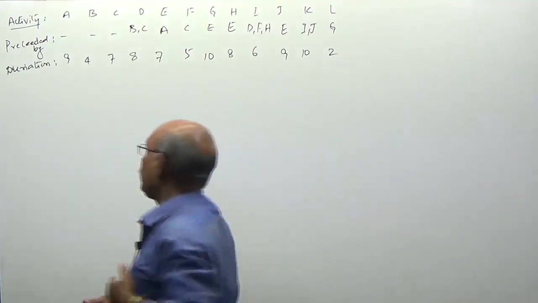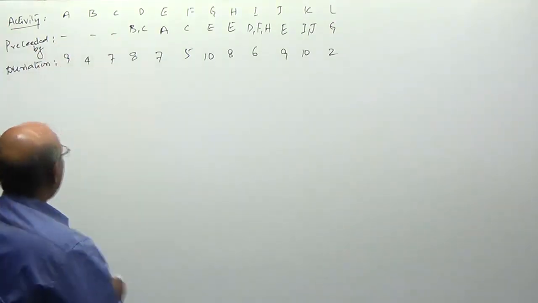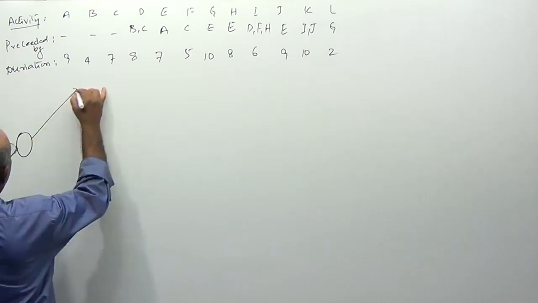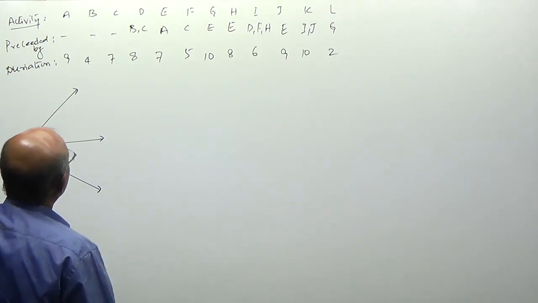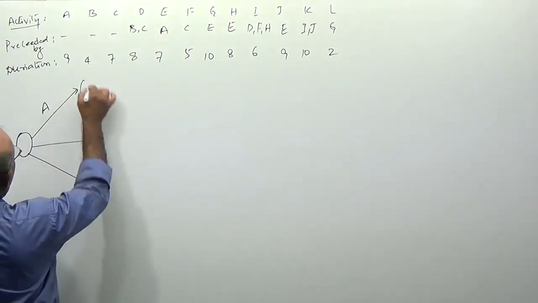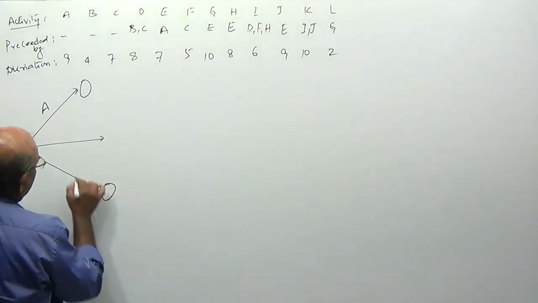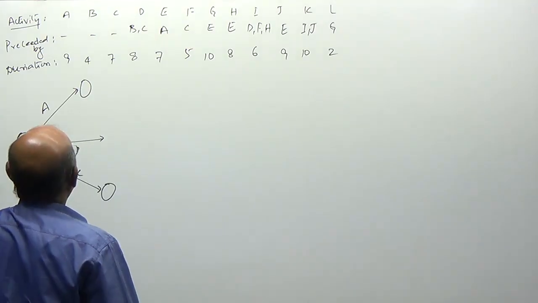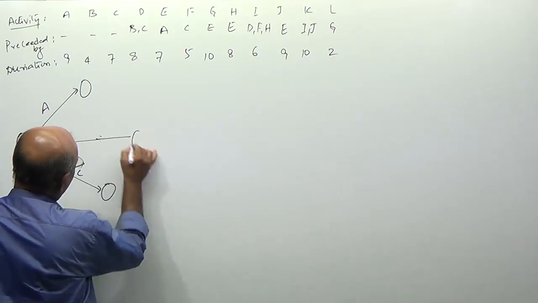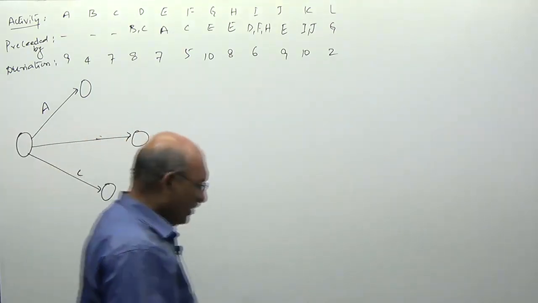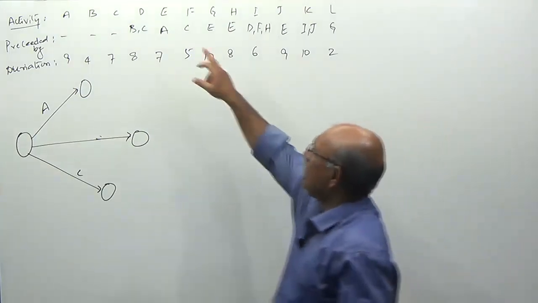Now look at this. As far as this network is concerned, A, B, C are three independent activities. This is activity A. This is activity C. Activity B and C are merging where activity D is coming.